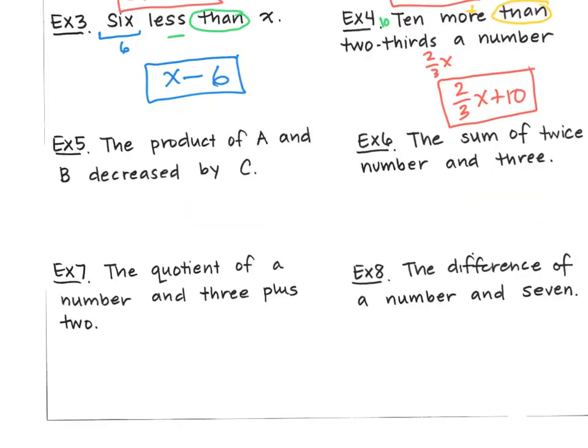We're going to keep going. For example 5, it says the product. What is product? Product is on multiply. So let's multiply a and b. If I multiply a and b, it's just a times b. Decreased is on the subtraction list, by c. So the product of a and b, decreased by c.